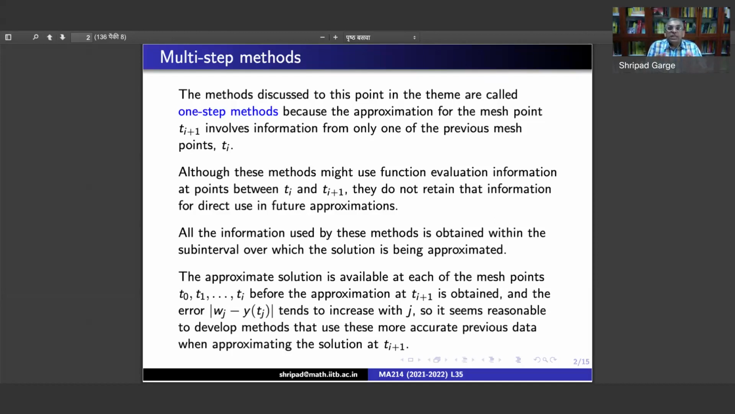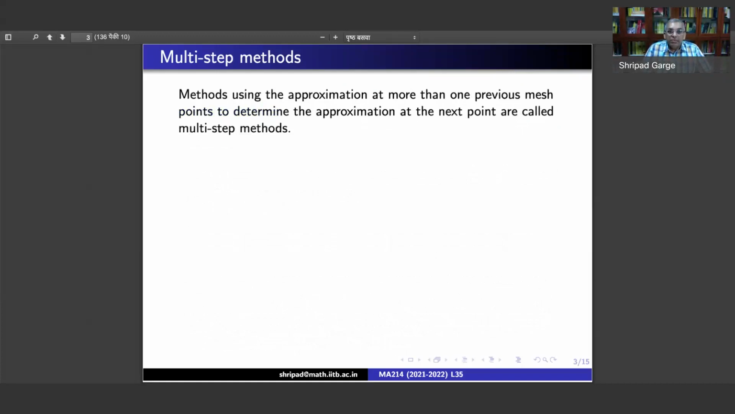This is akin to trying to interpolate some points between Ti and Ti plus 1. If you have information only about these 2 points, then you will be forced to take only a linear interpolation, and that is almost always not the correct interpolation. But if you have information on more data points, then you are going to get a better approximation. So that is what we keep in mind, and we go to the multi-step methods.